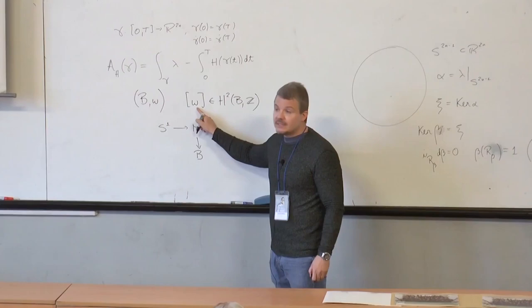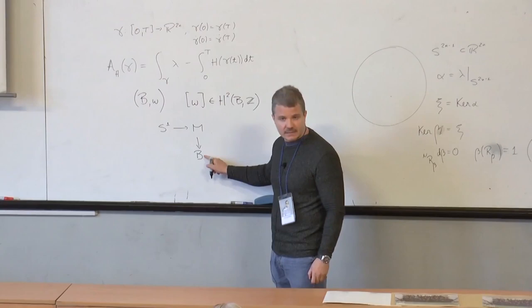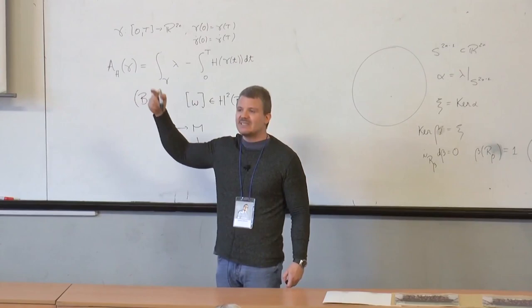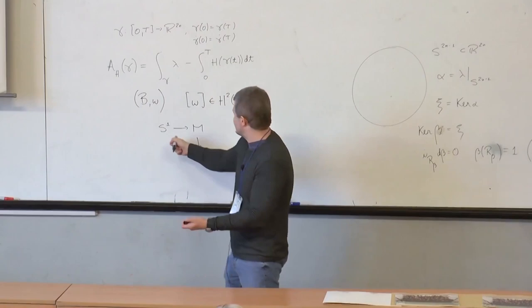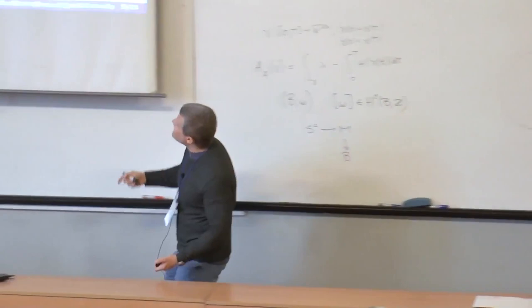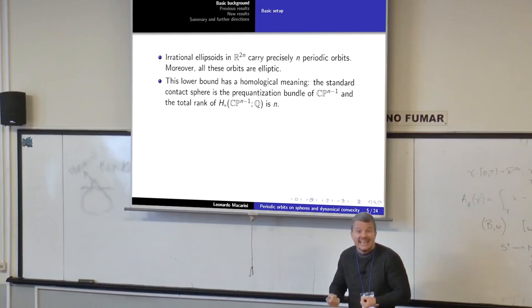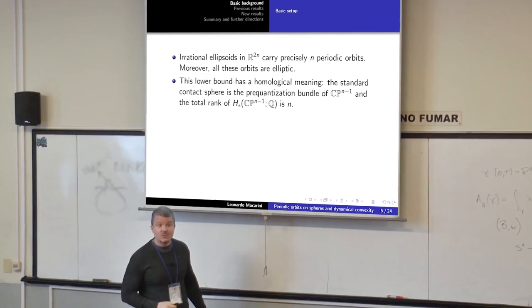This is called the circle pre-quantization bundle of B. It turns out that the sphere S^(2n-1) is the pre-quantization bundle of CP^(n-1). The circle bundle in this case is just the Hopf fibration, and n is the total rank of the homology of CP^(n-1). This is the topological reason why you have this lower bound n for the standard contact sphere of dimension 2n-1.